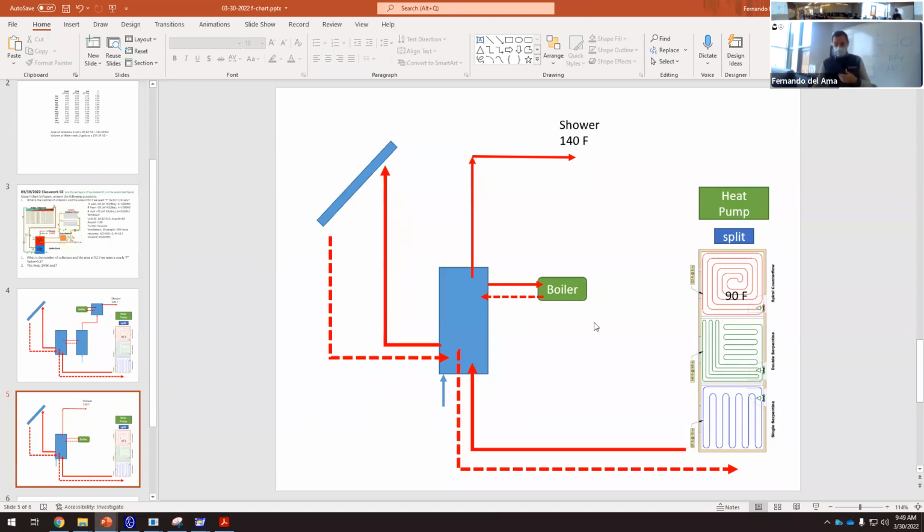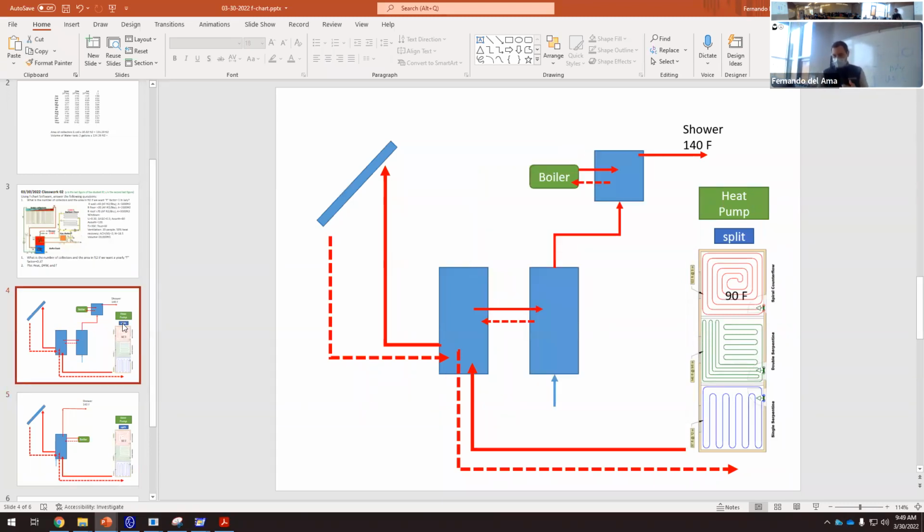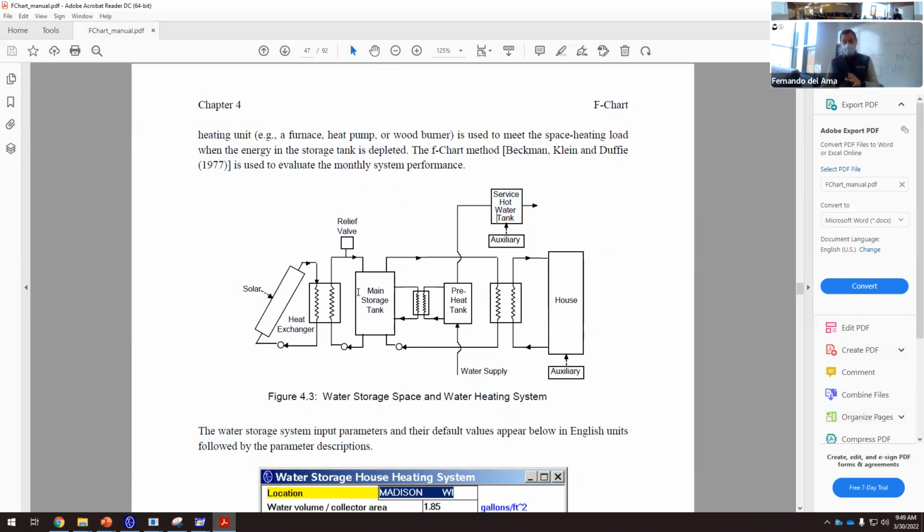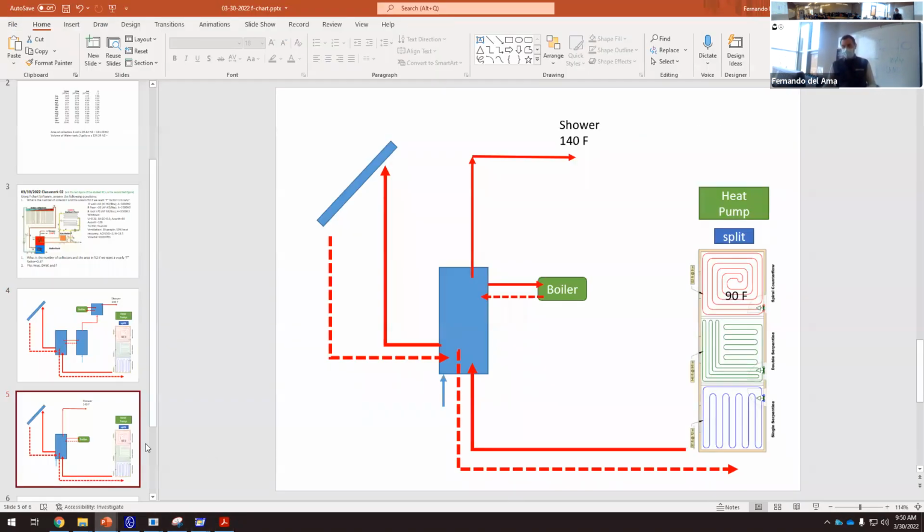I think it's not because I have done this, but I think this is too complicated. The more tanks, the more devices you have, the better, because you can control more things and you can add other strategies. But I think there is no point of having 3 tanks. But this is the system that they propose. They propose a system with 3 tanks: the main storage, the preheating, and the service hot water tank. Okay. But my option would be this one. With just one tank, we have everything we need.